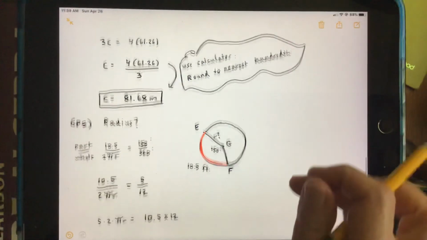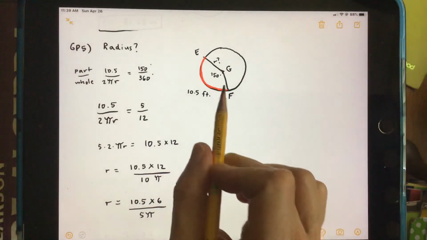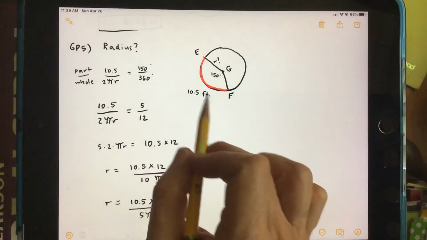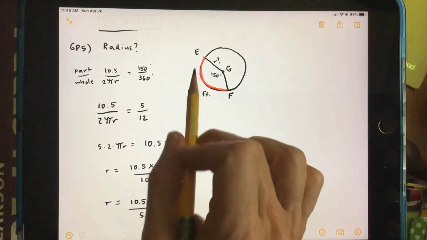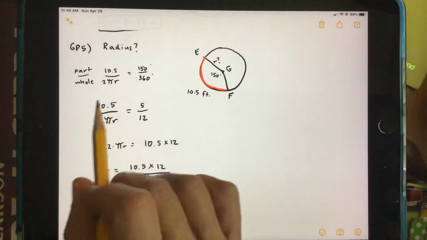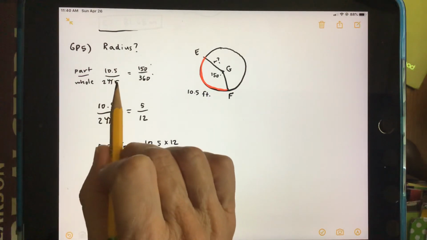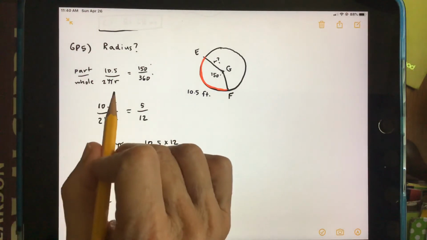Last guided practice problem. What is the radius of the circle that you see here? We are told for this circle that this red arc here is 150 degrees. We are told that its length is 10.5 feet. We'll use our part to whole relationship once again. The 10.5, which is part of the length of the entire circle, compared to the circumference of the circle, 2 pi r. We don't know our r yet, but we know that to figure out the length of that circumference, we would use 2 pi r.